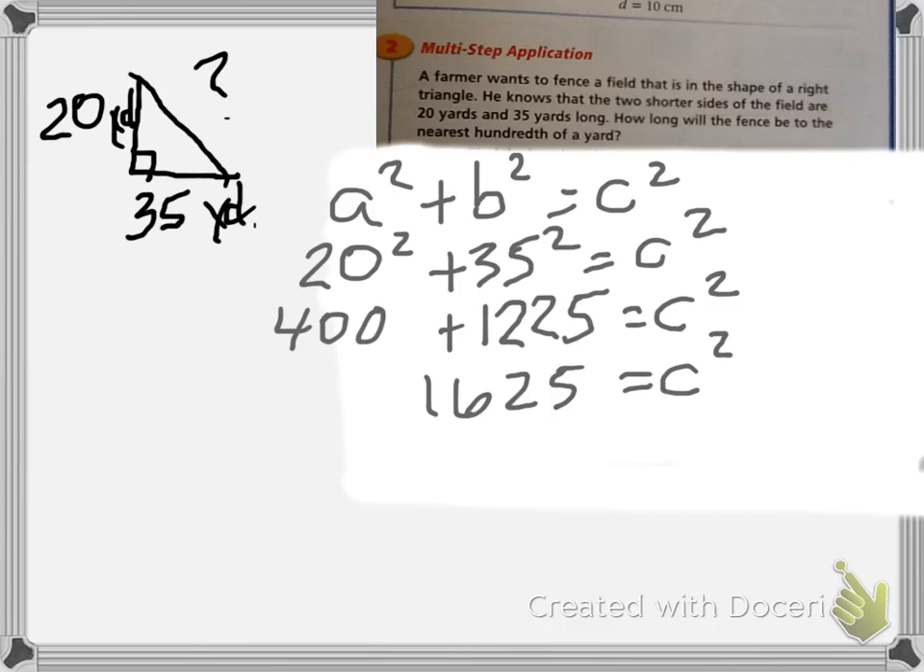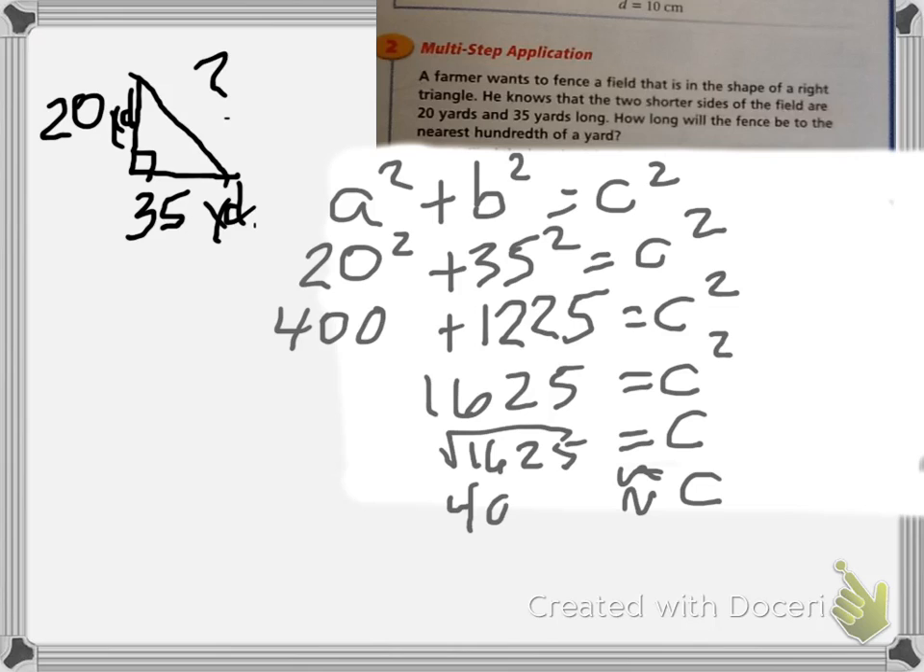Awesome. Okay, well that's c squared. So that means the square root of 1625 is equal to that length c. I'm going to use a calculator again, and that square root is about, let's see, 40.31. So 40 and 31 hundredths. So let's put that here in our drawing. 40.31. And that's yards.